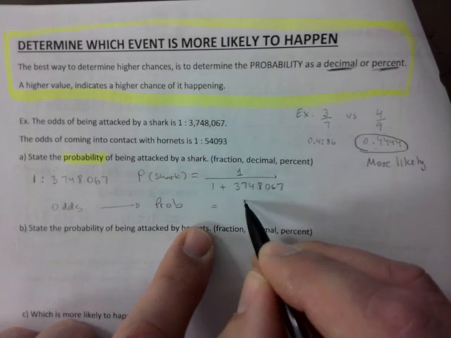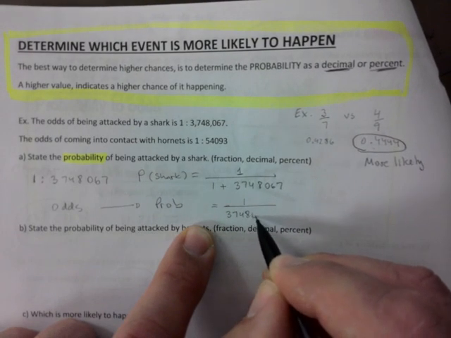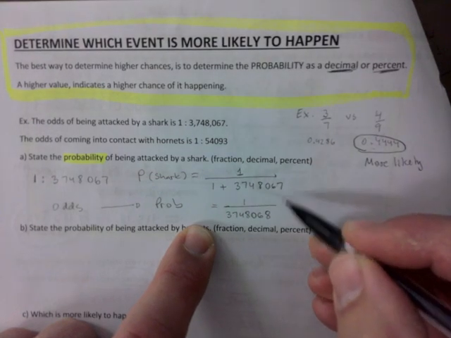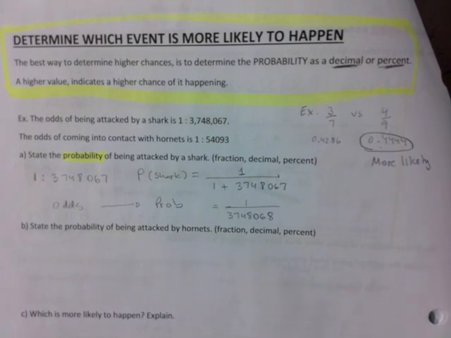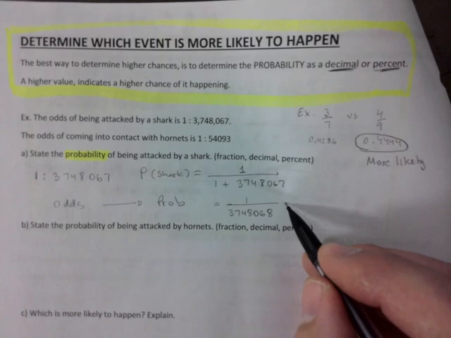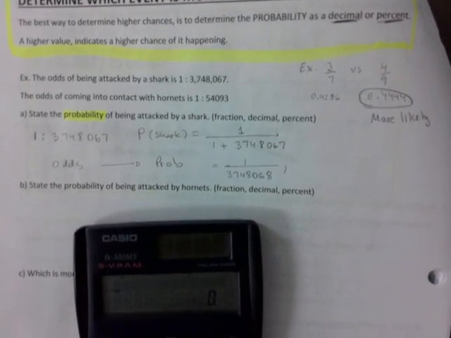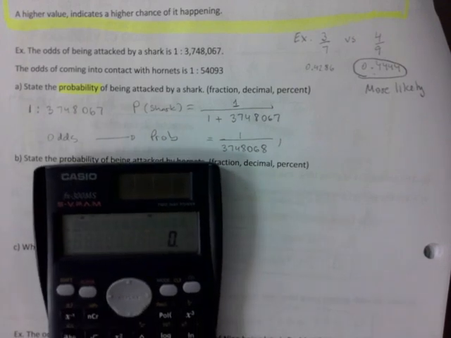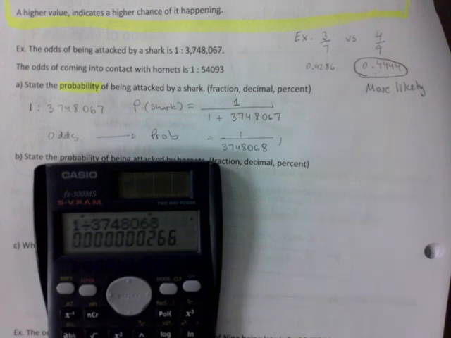So this ends up being 1 over, and you might think, oh, that's so silly. I'm just off by 1, Mr. Dirksen, right? If it's 67 versus 68, what's the big deal? It does make a difference in this unit. So what would that be as a decimal? I don't think the province would ever do this to you, but let's try that as a decimal. 1 divided by 3,748,068.